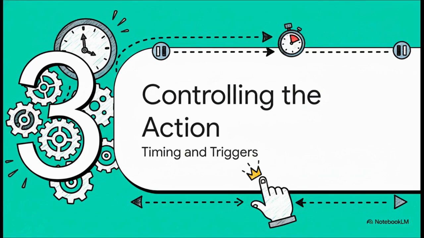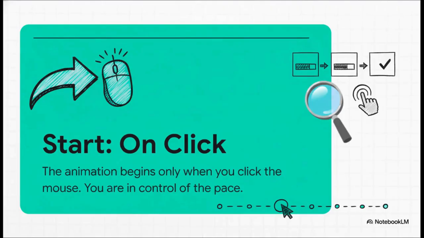Great, so you've added an animation to an object. But the main question is, when does it happen? This is where you get full control. You are the boss here. Let's look at the timing and triggers. The most basic and common option is on click. Iska matlab, the animation will just wait for you. It will only start when you click your mouse or press the arrow key. This is perfect for when you are presenting and want to control the pace yourself.